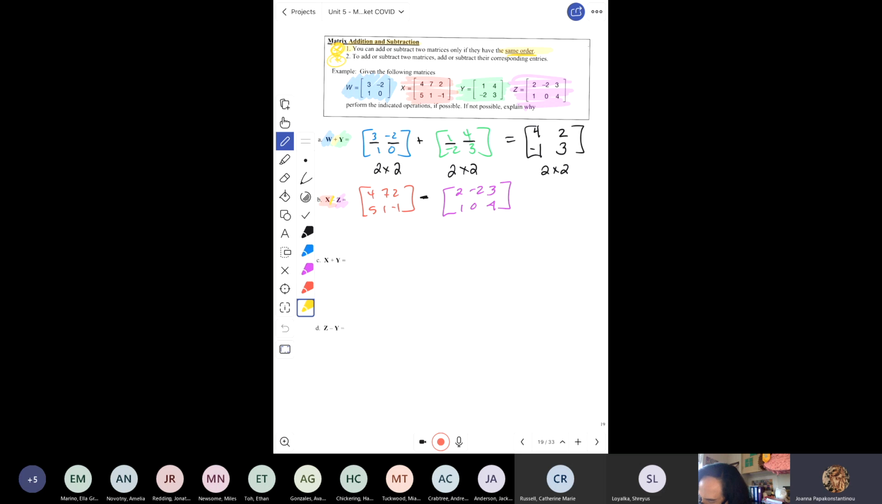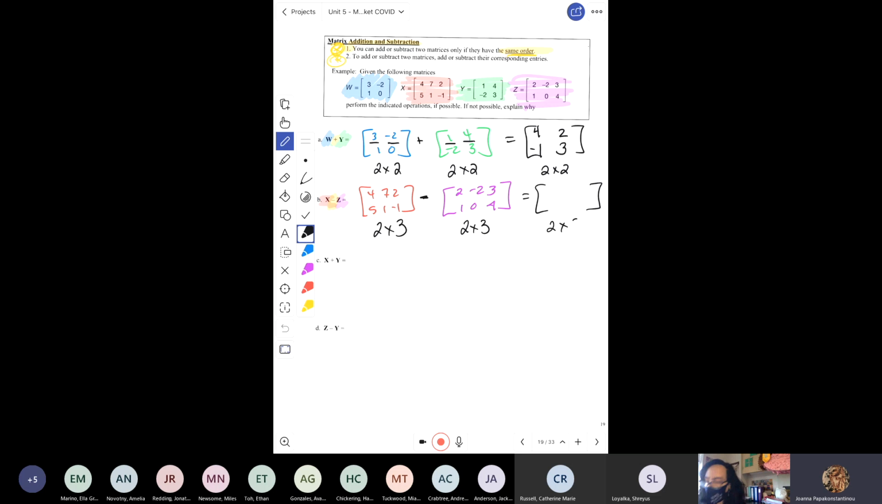What is the first thing I want to check? Check the order. Can we do this? The order of the first matrix is what? 2 by 3. The order of the second matrix is? Can I perform this subtraction of matrices? Yes, my result is also going to be order 2 by 3.